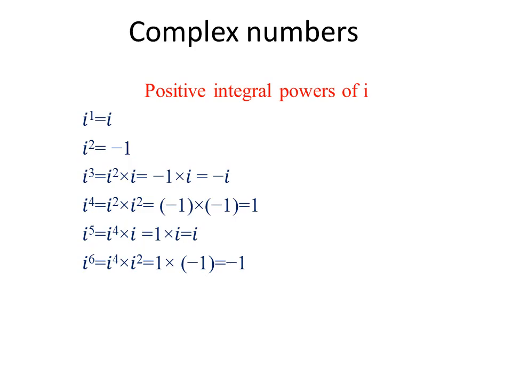Welcome back. From the previous slide, here we have positive integral powers. i to the power of 1 is equal to i, i² is equal to -1, i³ is equal to i² into i, that is -1 into i, that is equal to -i. i to the power of 4 is equal to i² into i², that is -1 into -1, that is equal to 1. i to the power of 5 is equal to i^4 into i^1, that is 1 into i, that is equal to i. i to the power of 6 is i^4 into i², that is equal to 1 into -1, that is equal to -1.